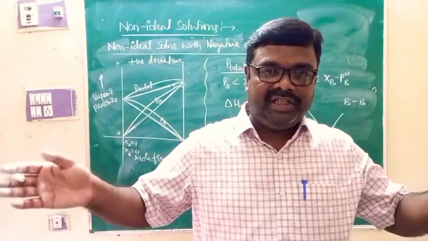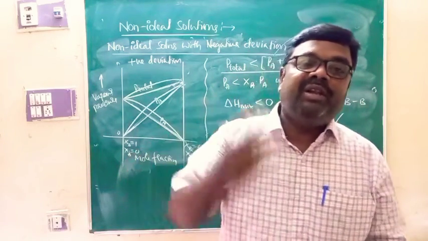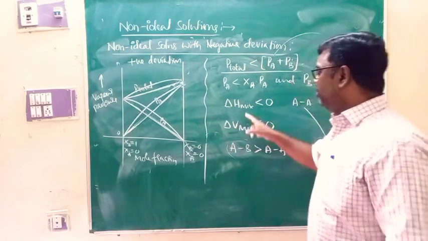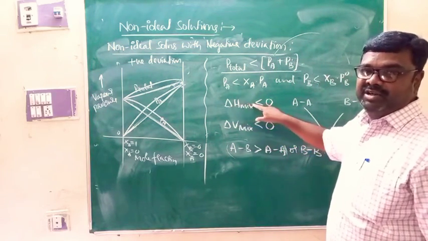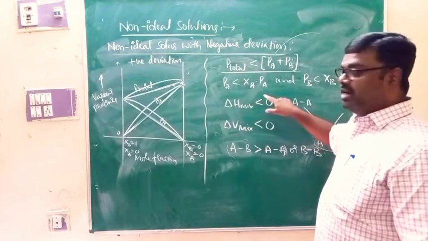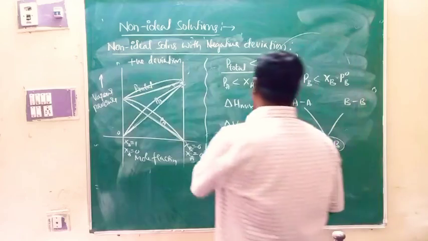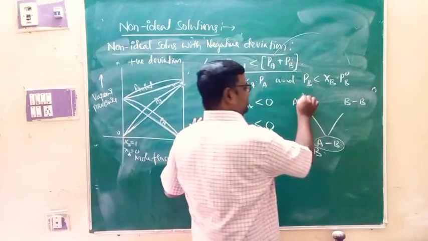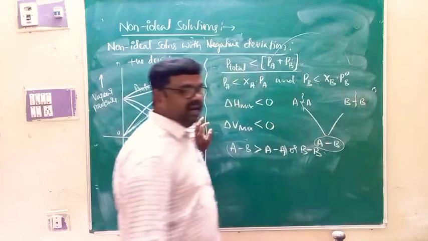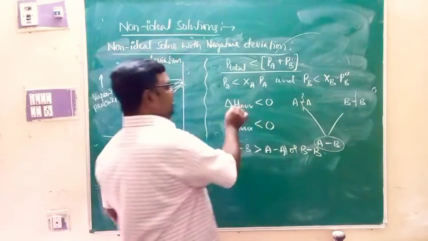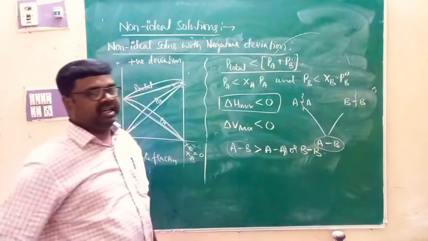If the force of attraction is strong, more and more heat will be liberated. Therefore, delta H of mixing is negative. That is exothermic. If more and more heat is liberated, part of the energy liberated is used to break AB or AA or BB interactions. Remaining will be given out in the form of heat. Therefore, exothermic, delta H is negative.